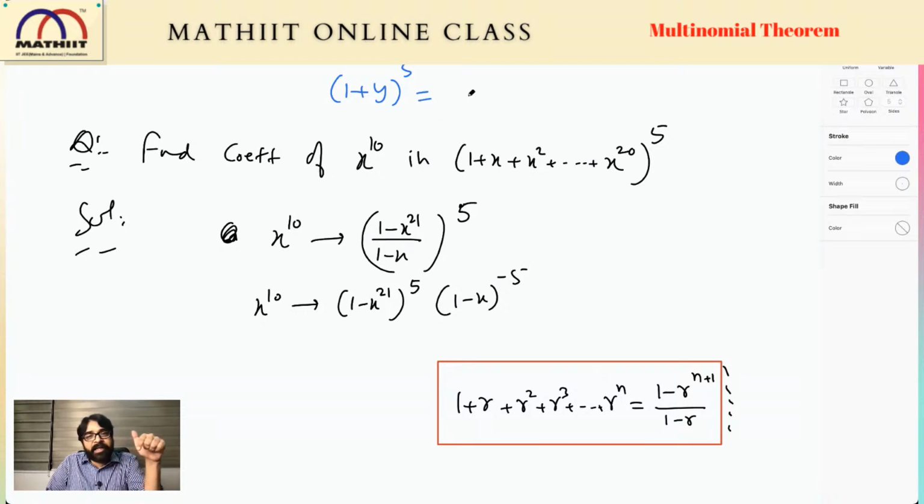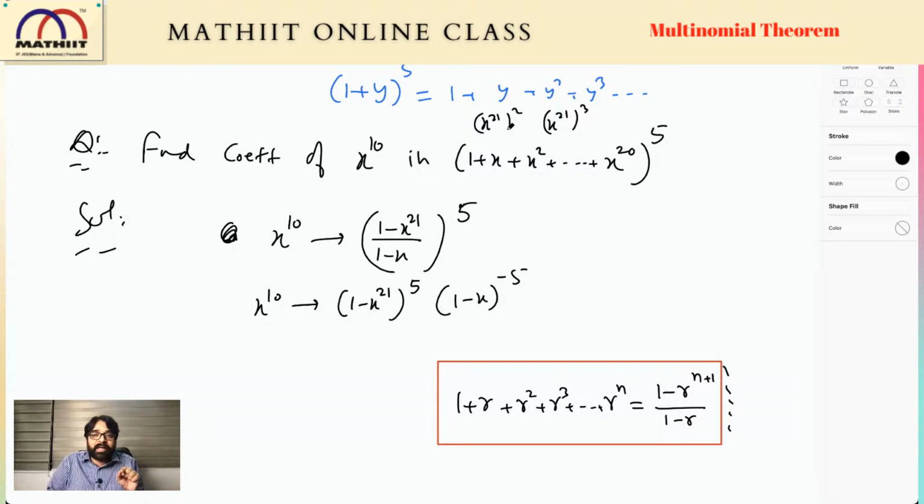Every term will contain y or more than y power, or 1 power, or not. Every term will be 1 plus coefficient, I'm not writing. y will be there, y square will be there, y cube will be there, and so on, till y power 5. If you think about this bracket, when you expand it, every term will contain x power 21, or x power 21 power 2, or x power 21 power 3. Do you understand?